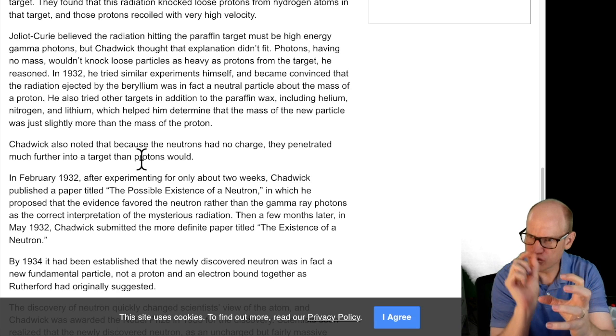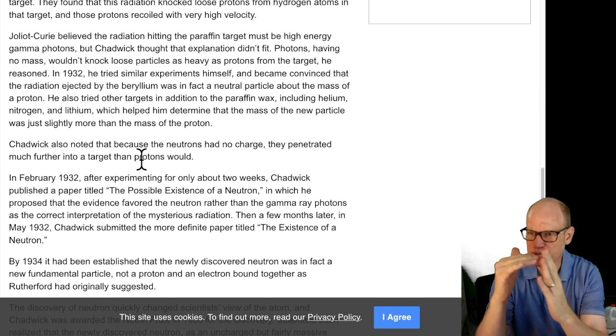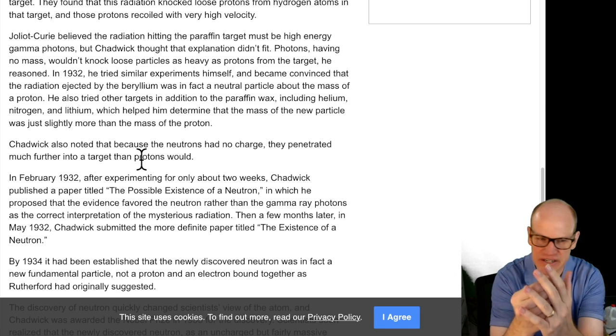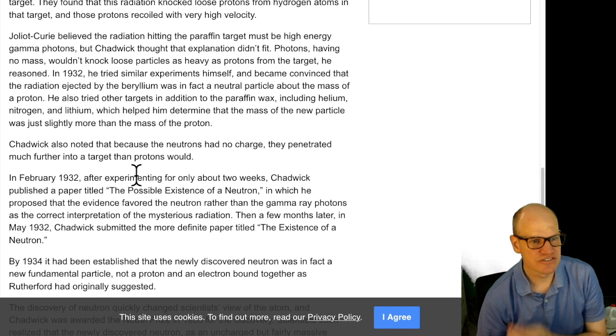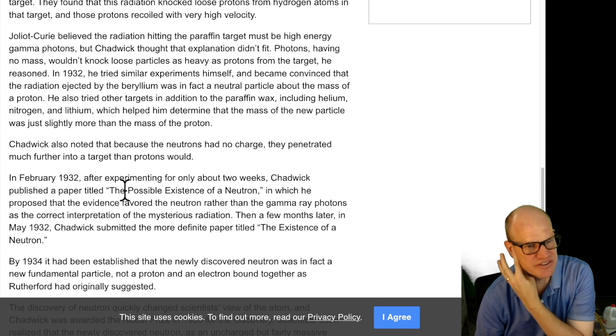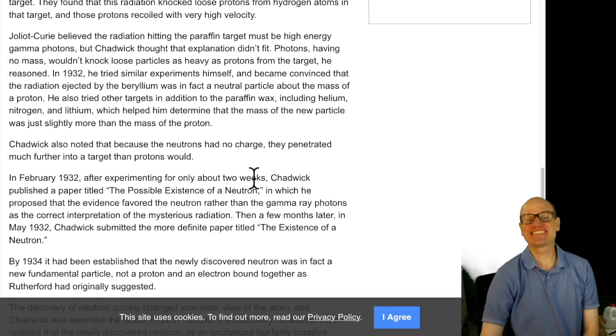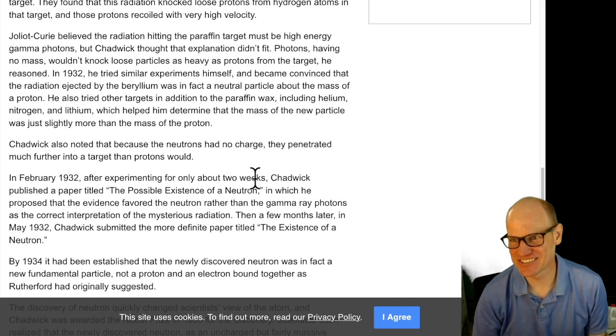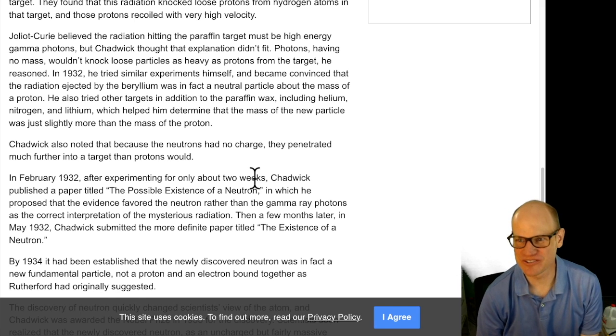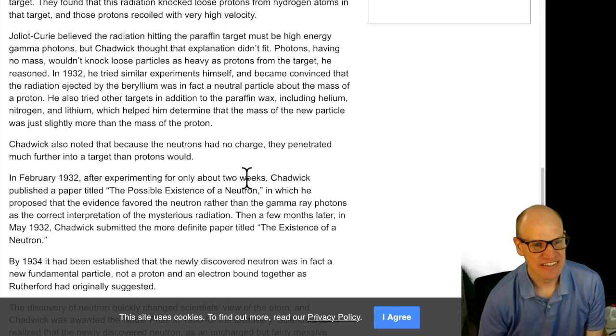But if you're sending in a neutral particle, there's no electrostatic repulsion, and so it's going to just come in and bind itself to the nucleus. And so February 1932, for 2 weeks of experimentation, imagine that. Imagine today, you have 2 weeks worth of experimentation and you discover one of the most fundamental particles in the universe. That would be gnarly.